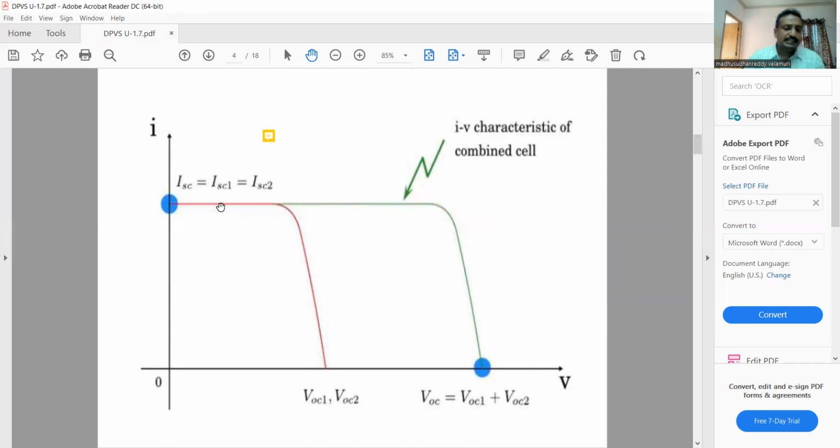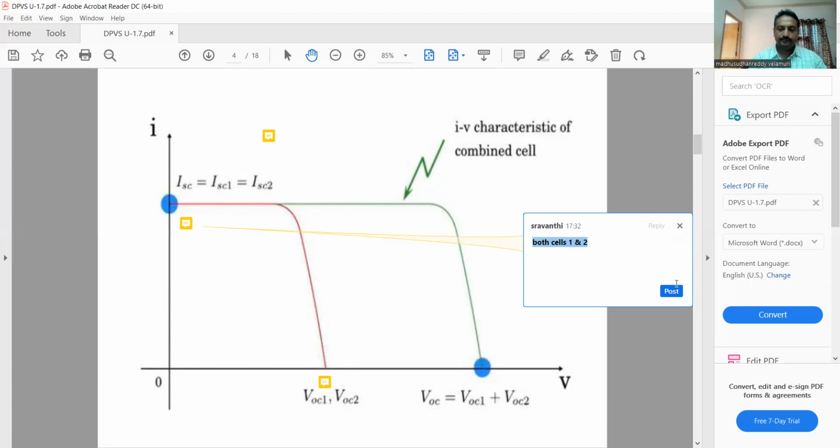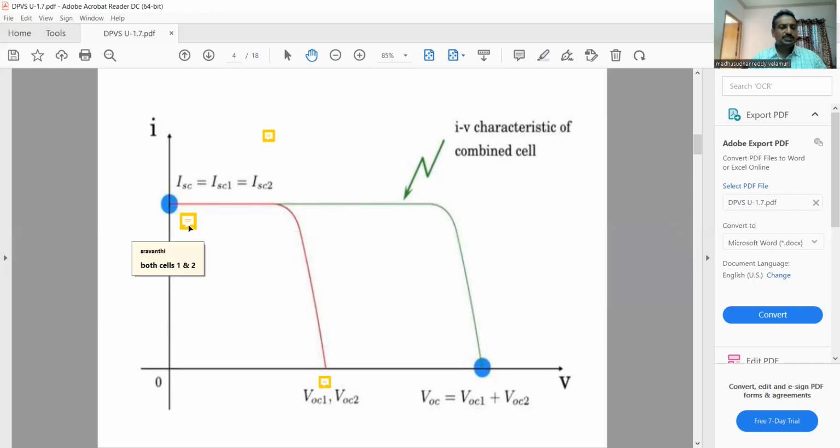When you have identical PV cells, the cells have the same short circuit current, ISC1 and ISC2. Similarly, here also, this is about VOC, both cells have the same. Cell 1 and cell 2 have the same characteristics. Okay, understood? So this is about cell 1 and cell 2 having the short circuit characteristics, ISC1 and ISC2.